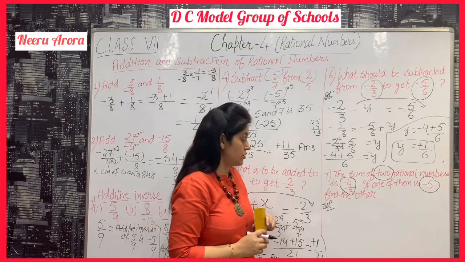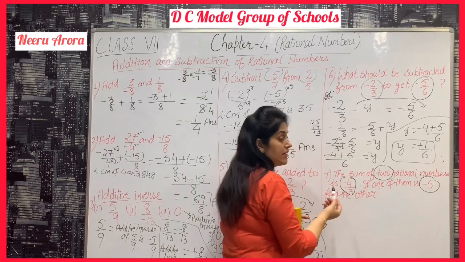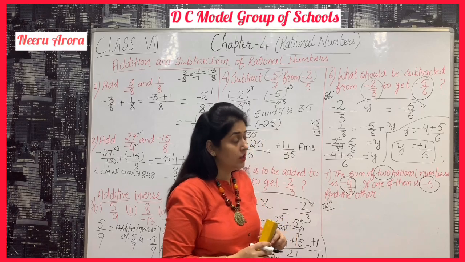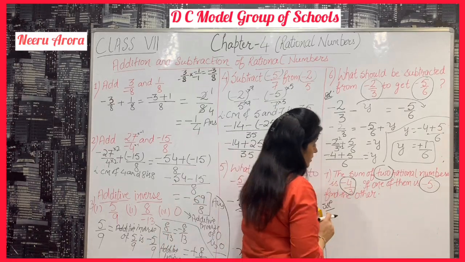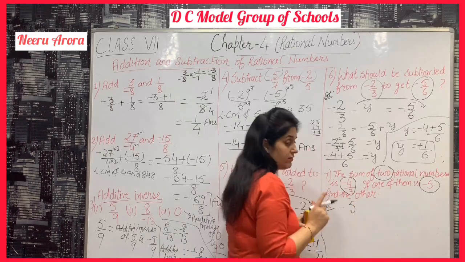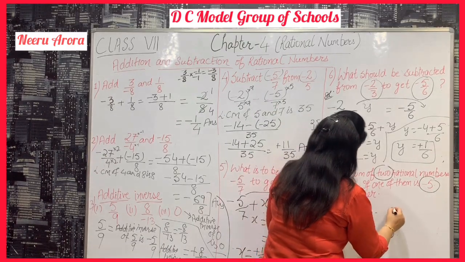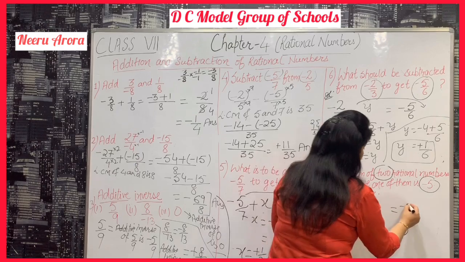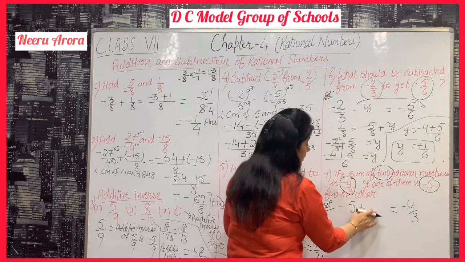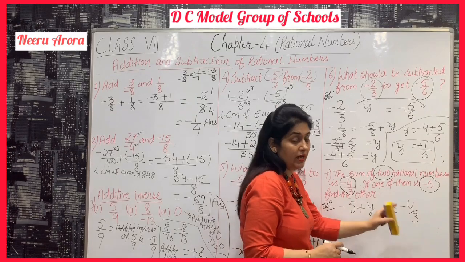Now look at the 7th question. The sum of two rational numbers is minus 4 by 3. If one of them is minus 5, find the other. So this is the sum of two rational numbers. One of them, we know, is minus 5. And the sum of two rational numbers, sum means plus, is minus 4 by 3. We know one, but what is the other? Let it be y.